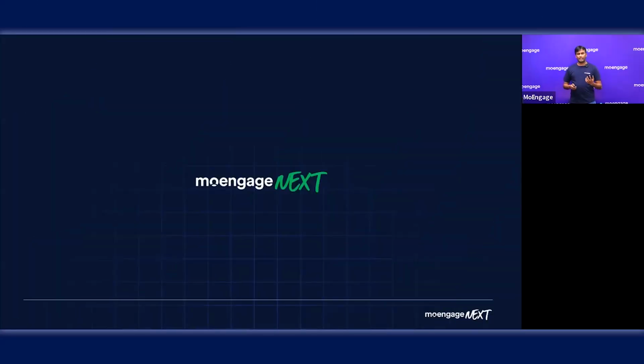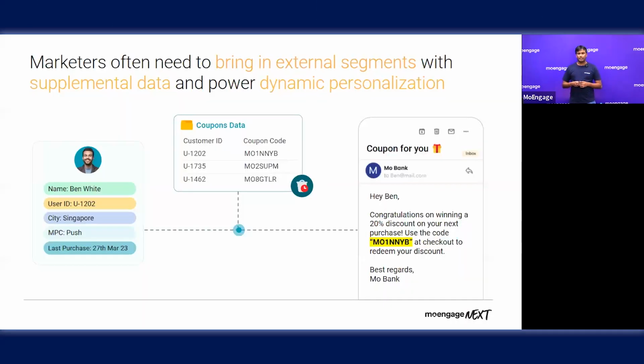So coming to the next product update, and coming to the use case, what we have seen. We have seen the need for consumer brands to bring in some of these segments that are created outside the MoEngage platform, along with some of the dynamic personalization data for that segment. The use cases can be multifold. For example, if you're an e-commerce company, you want to create a campaign targeting a segment of users that are created externally, where you want to personalize with dynamic coupon codes, right?